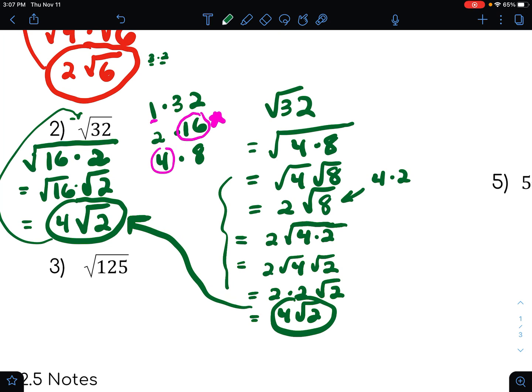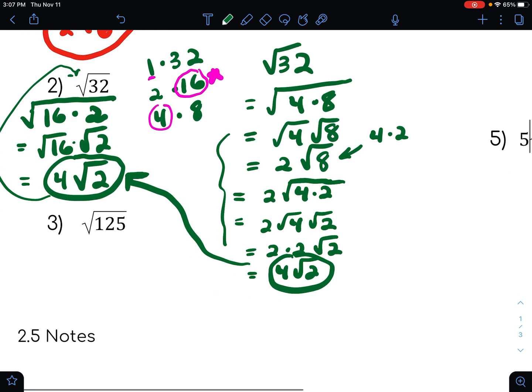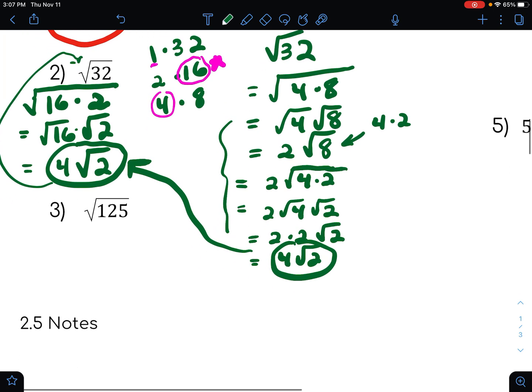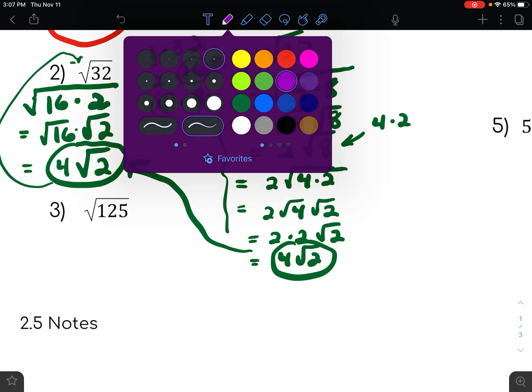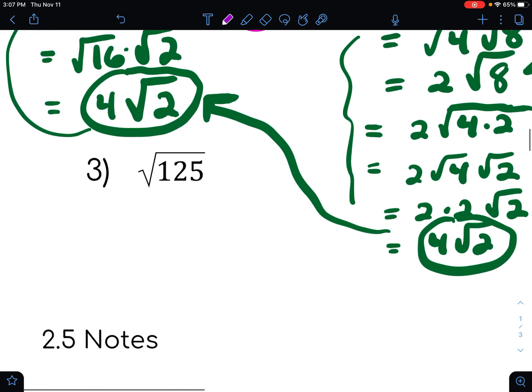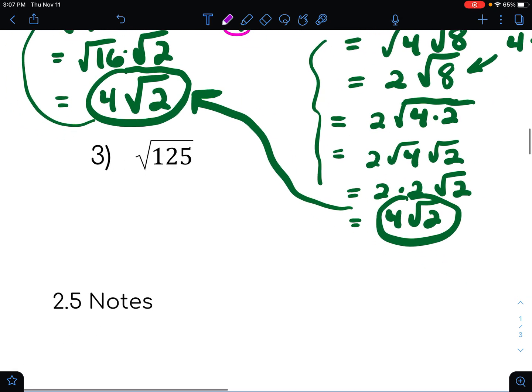steps. So, moral of the story, try to figure out first what the biggest perfect square factor is of your number, and use that. Now, if you can't figure that out, start with the small one and then go through the steps like I did here. That's still fine. You'll still get to the same answer. But if you can figure out what the biggest perfect square factor is, then that is better. It's faster. Okay? So the square root of 125.